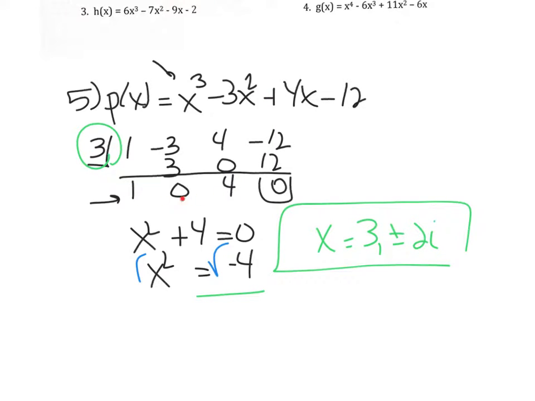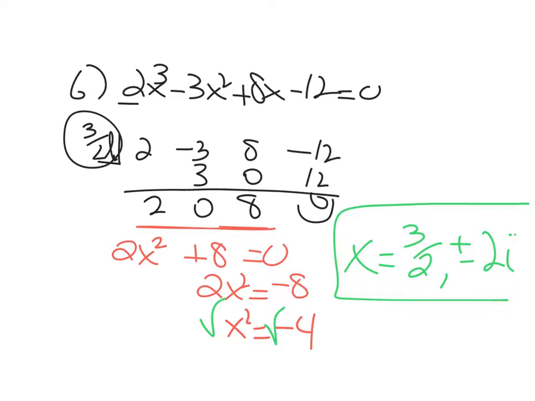Whatever you have left down here, write it out just like this, and move the 4 over. Take the square root, plus or minus 2i. So don't forget to write your first answer. 3 answers, 3 and plus and minus 2i.